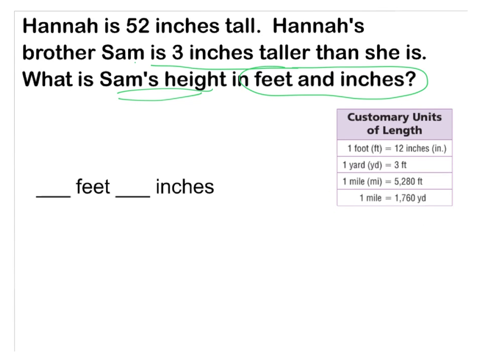I would like for you to push pause, and I would like for you to try this on your own before we check it together. Go ahead and press pause now.